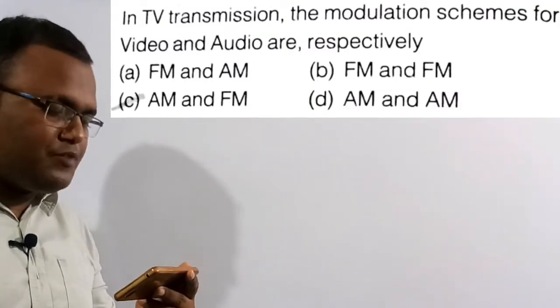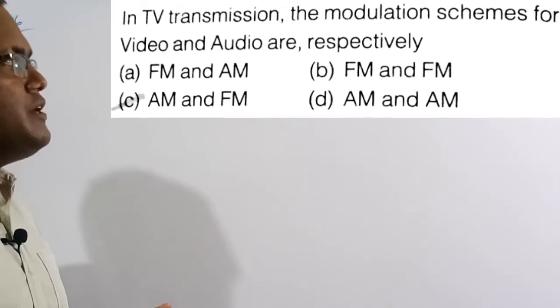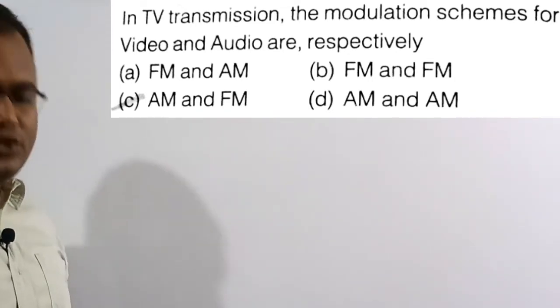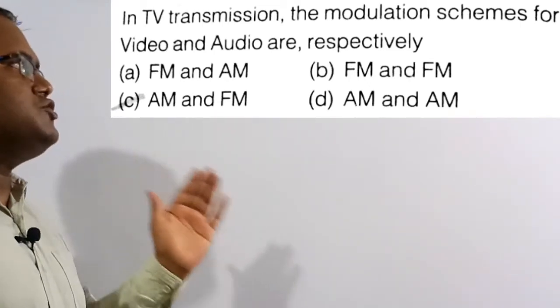The question here: in TV transmission, what are the modulation schemes for the video and audio respectively? So in TV transmission, for the audio and the video, we need to figure out what modulations are used. What are the four options? Option C is the correct solution of this question. So let's solve this numerical.